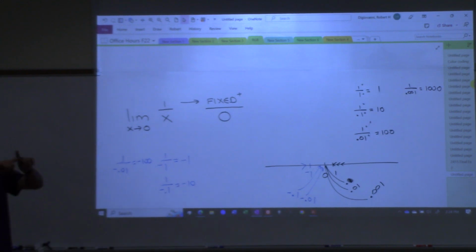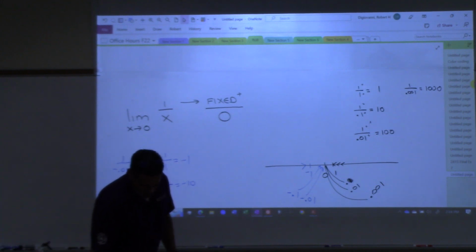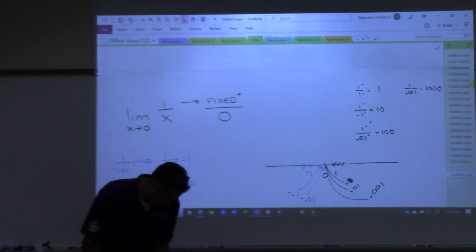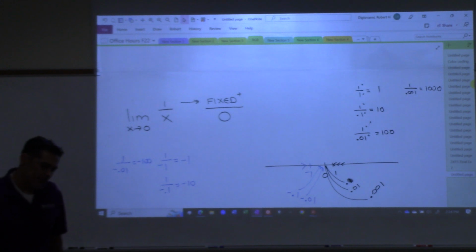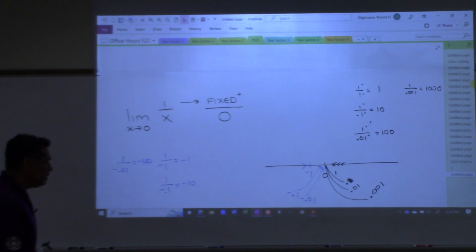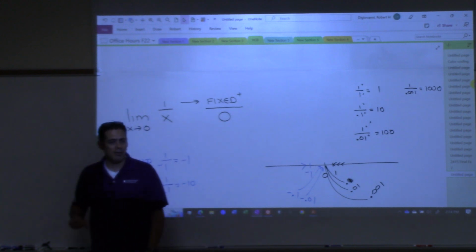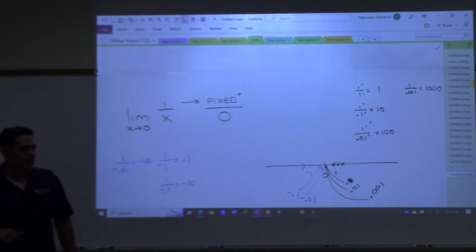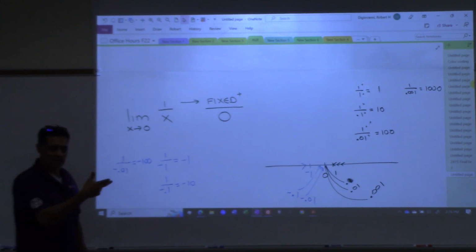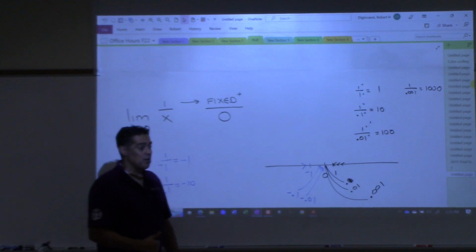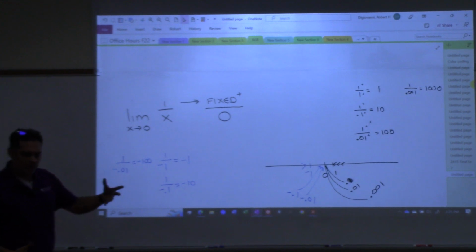Take out your sheet that has the boxes in it that I gave you last class. If you look at the bottom left corner, where it says fixed over 0, and it gives you 4 different scenarios, that's what I'm talking about right now. If you take a limit and your numerator is fixed and positive and your denominator is going to 0 in positive, then you will have something becoming positive infinity.